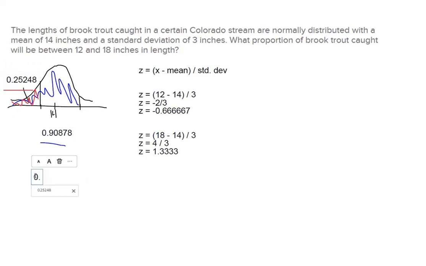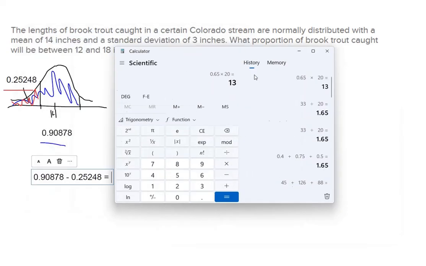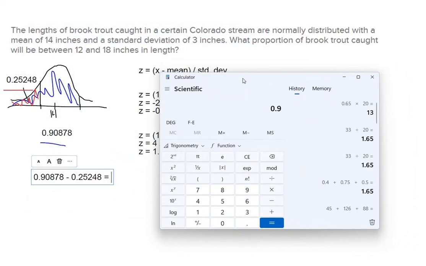We do 0.90878 subtracted by 0.25248, which is 0.6563. So that's the probability of being between those two. When you subtracted those two areas, it's like you took the whole blue area, you took out the red area, which just left us the area in between, which is what they were looking for in this question. So that's our answer.